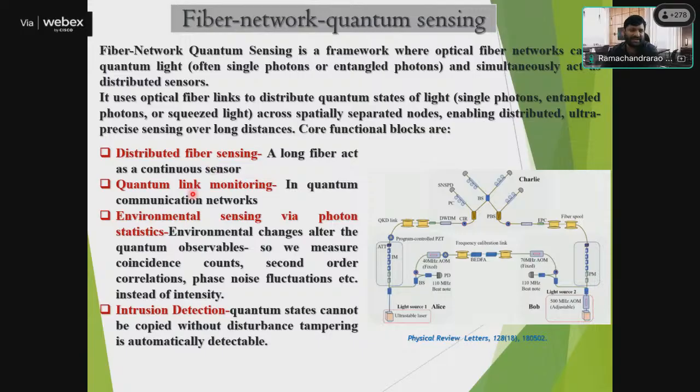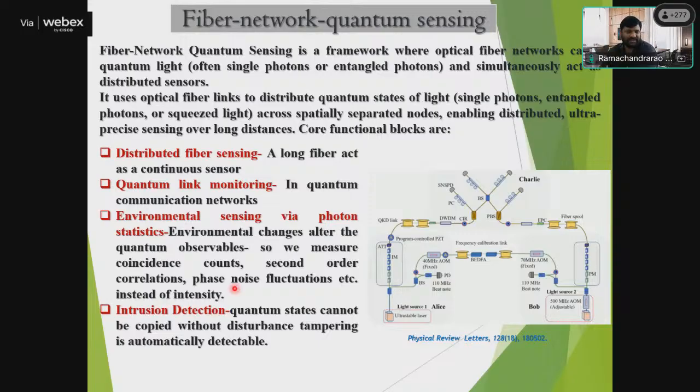And also it makes the link. Suppose from one place to another place, the communication is easier in terms of quantum. While it is making the link, you will have environmental changes. If you have environmental changes, it can automatically detect those changes very precisely, by measuring the coincidence counts or the correlations or any phase noise instead of directly detecting the intensity.